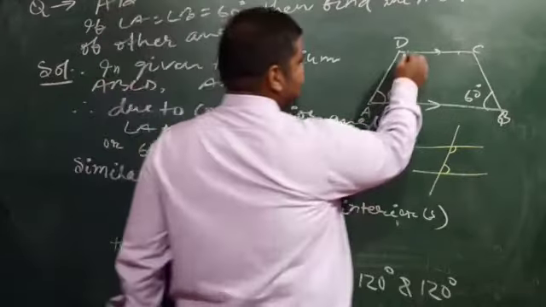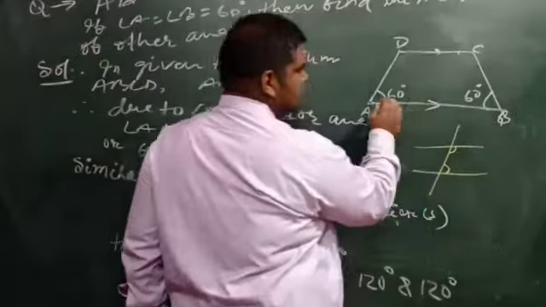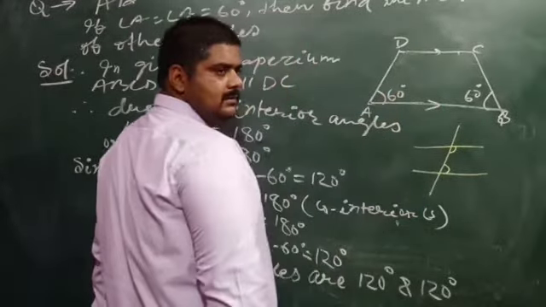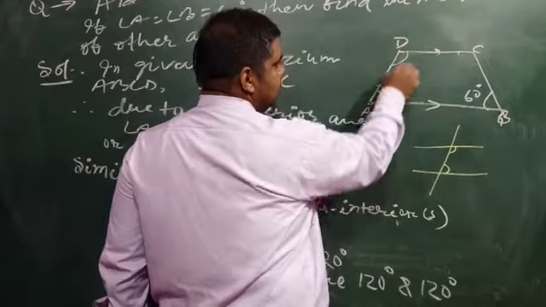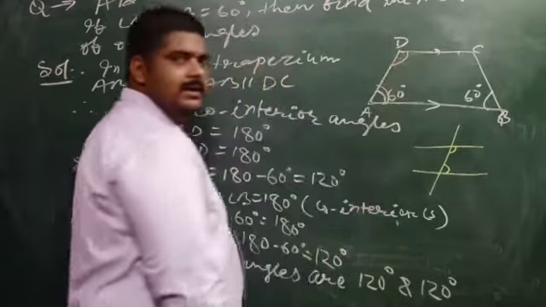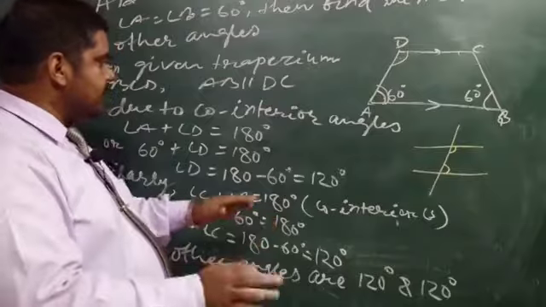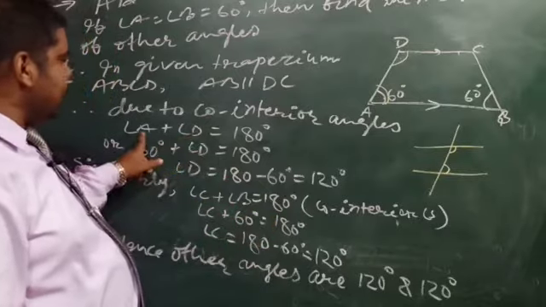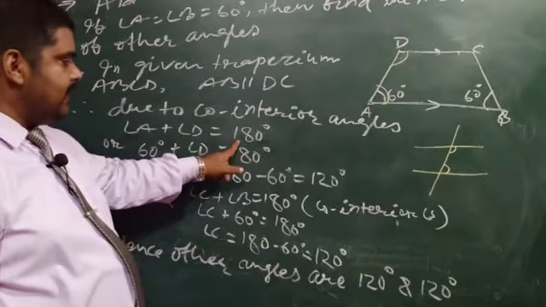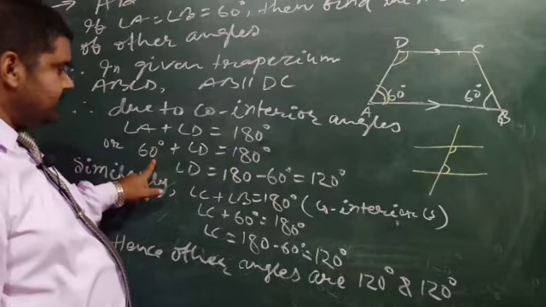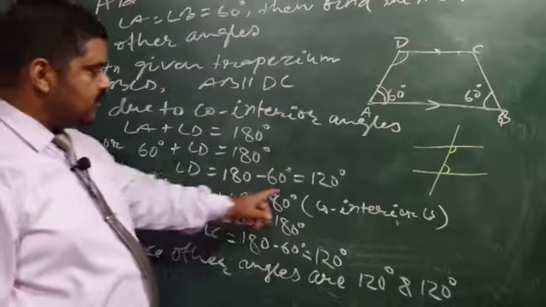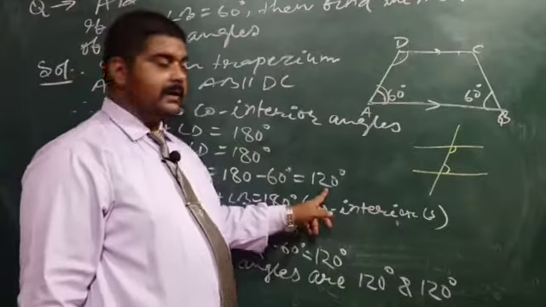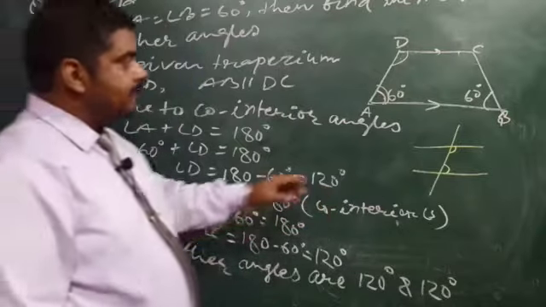You know that these two lines are parallel, and this is why the sum of this angle and this angle must be equal to 180 degrees due to co-interior angles. So angle A plus angle D is equal to 180 degrees. The value of A has been given as 60 degrees, and this is why when you solve, then D is equal to 120 degrees. Here you have two options.